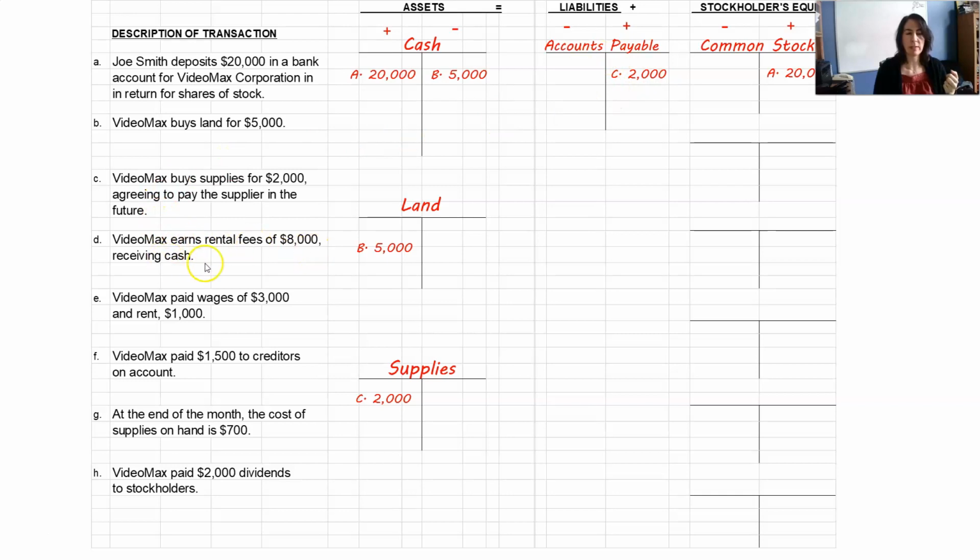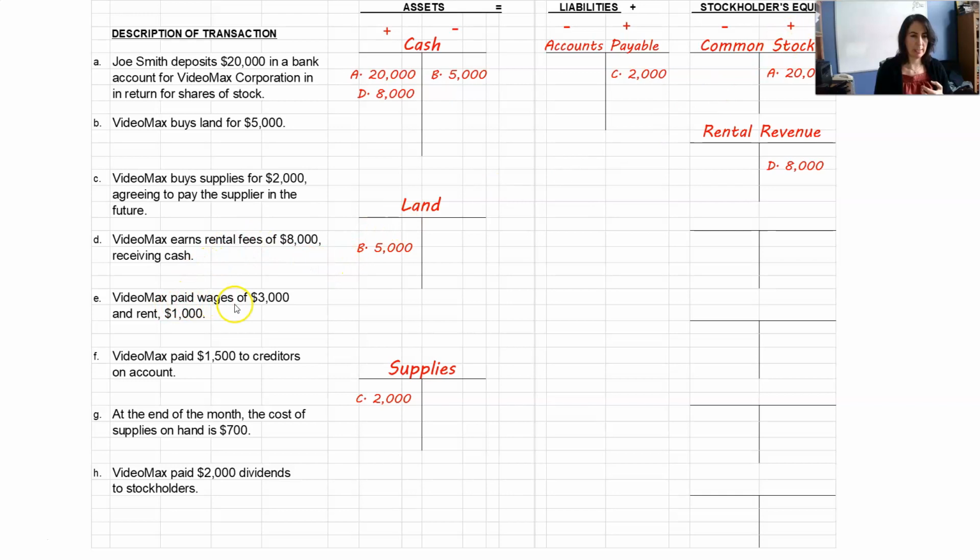VideoMax earns rental fees of $8,000 receiving cash. All right, so they're getting $8,000 in cash, and they're doing their job. When they do their job, that's called revenue, right? So here's the cash. We're debiting our cash for $8,000, and we've got rental revenue here, a credit of $8,000 because, right, revenue accounts increase stockholders' equity with credits.